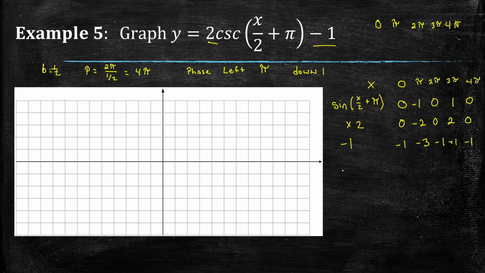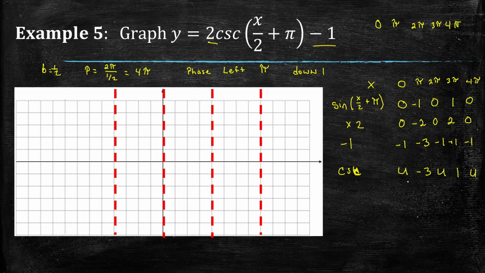My cosecant starts, right, my undefined points are where my original sine was 0. So I'm undefined here, here, and here. And then fill in the gaps in here. So this is -3 and +1. So putting in my asymptotes, good, I got those right. And let's label them based off what I have here.